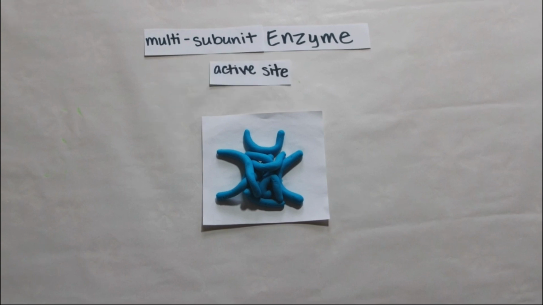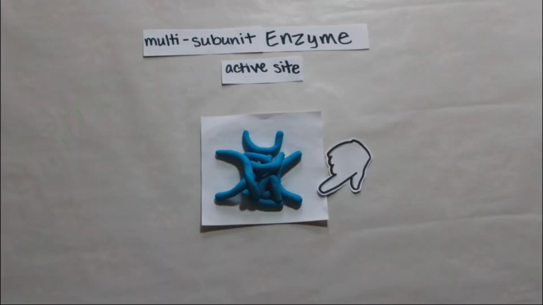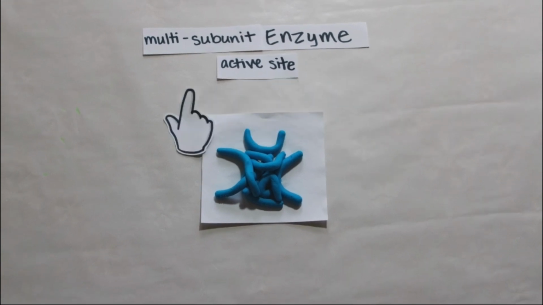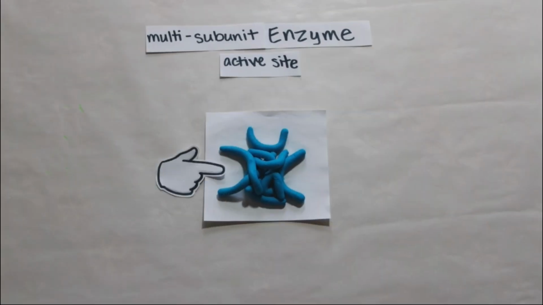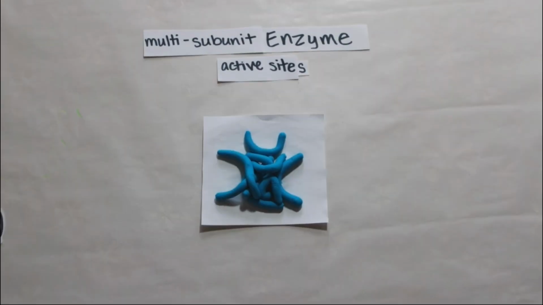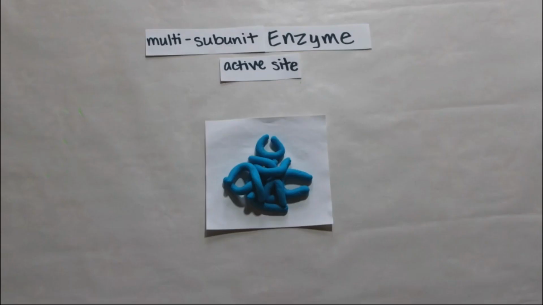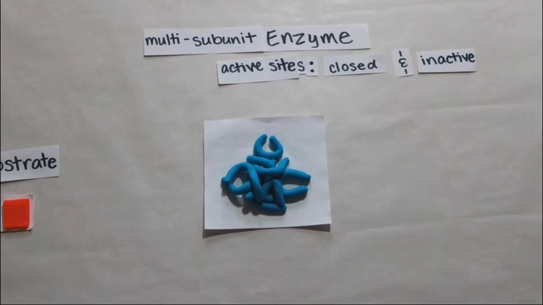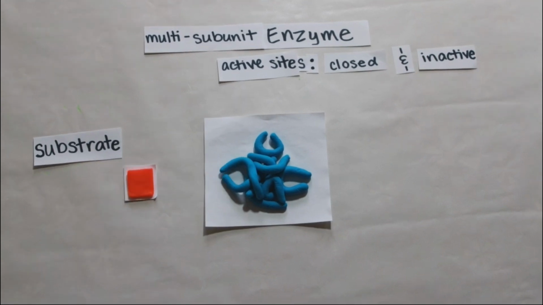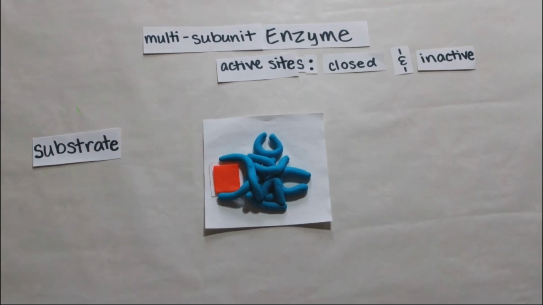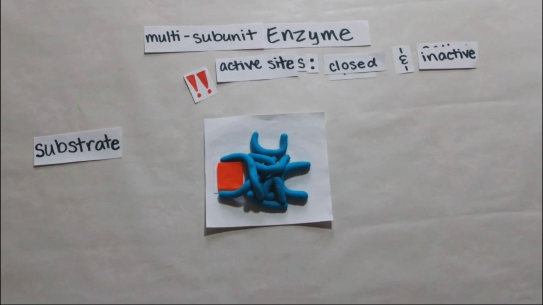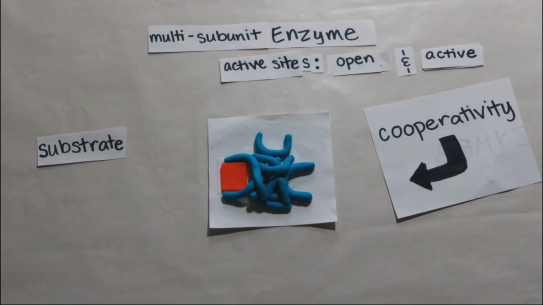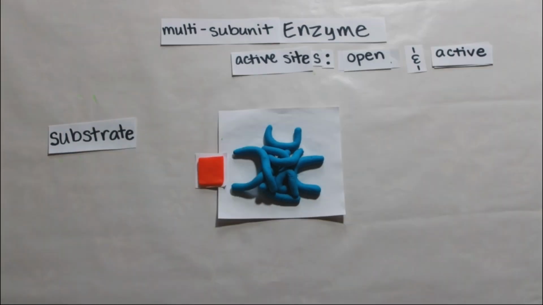Now we have a multi-subunit enzyme, or an enzyme with multiple active sites. For now, these active sites are closed and the multi-subunit enzyme is inactive. But when you have this substrate go into one of those active sites and be catalyzed, this allows the other active sites to open and the enzyme is now active. This is called cooperativity.